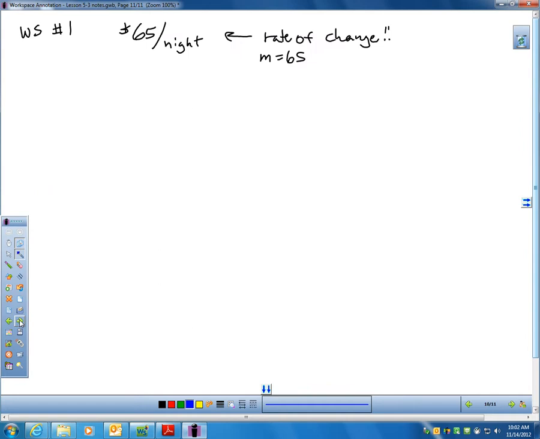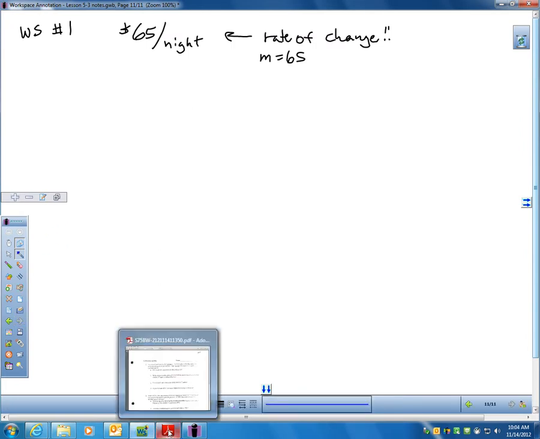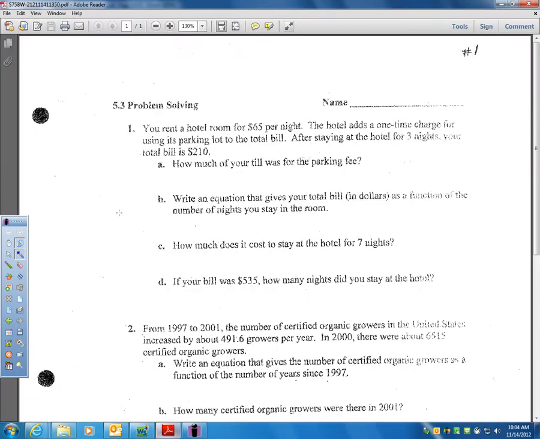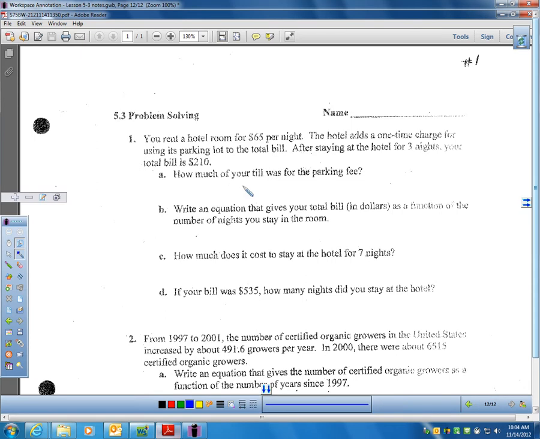And then one final thing, I have a worksheet that you're going to do, and I'm just going to show it to you here. This worksheet says you rent a hotel room for $65 a night. The hotel adds a one-time charge for using its parking lot to the total bill. After staying for 3 nights, your total bill is $270. Now I want you to notice in this problem, they gave me 2 things. They gave me the slope right here. There's my rate of change. My slope is $65 per night.